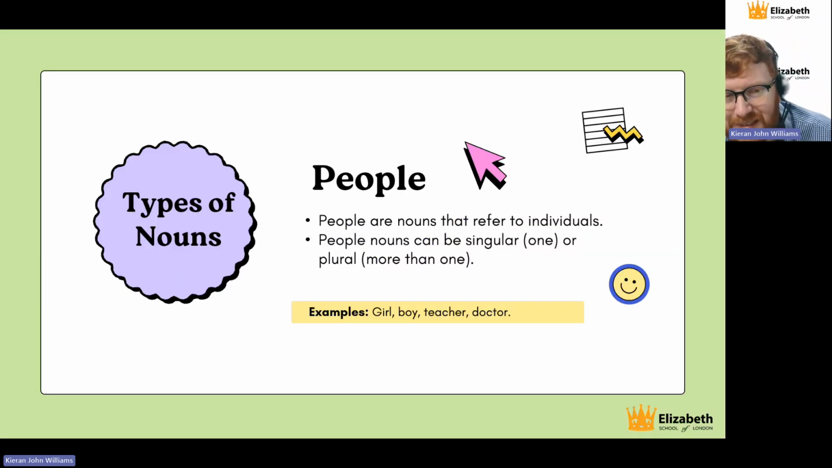Let's have a look at the different types of nouns. Nouns can refer to people. They can either be singular, as in person, or they can be plural, as in people. We've got the examples here of girl, boy, teacher, doctor. They are all types of people nouns.